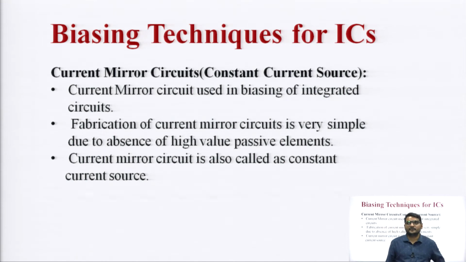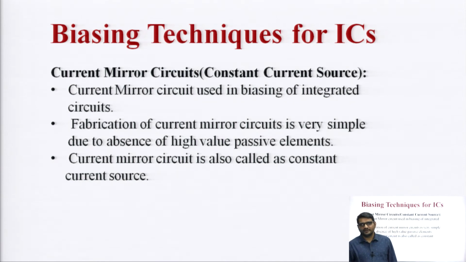What is the purpose of a current mirror? A current mirror is used for the biasing of integrated circuits. Fabrication of a current mirror is very simple because of the absence of high value passive elements, that is the resistor, capacitor or inductor. And a current mirror is also called a constant current source. We will later see why it is called a constant current source.